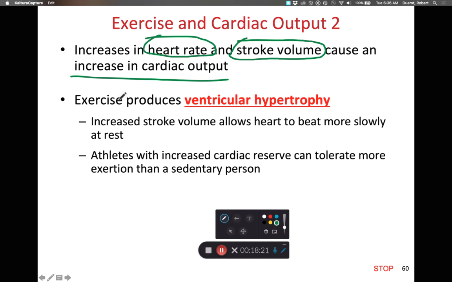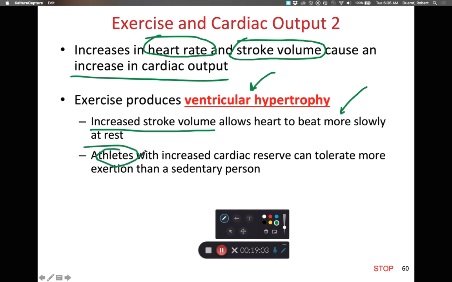So as we look at exercise, if we have lots of exercise, we can have ventricular hypertrophy. And ventricular hypertrophy isn't necessarily a bad thing. It can or cannot be. It depends on the situation. If you have ventricular hypertrophy from exercise, that's a good thing. If you have ventricular hypertrophy because you have lots of afterload or resistance to blood flowing out of your heart, that's a bad thing. So if we have exercise-induced ventricular hypertrophy, that's going to increase stroke volume, allowing the heart to beat slower at rest, so the heart can relax more when you're not exercising.